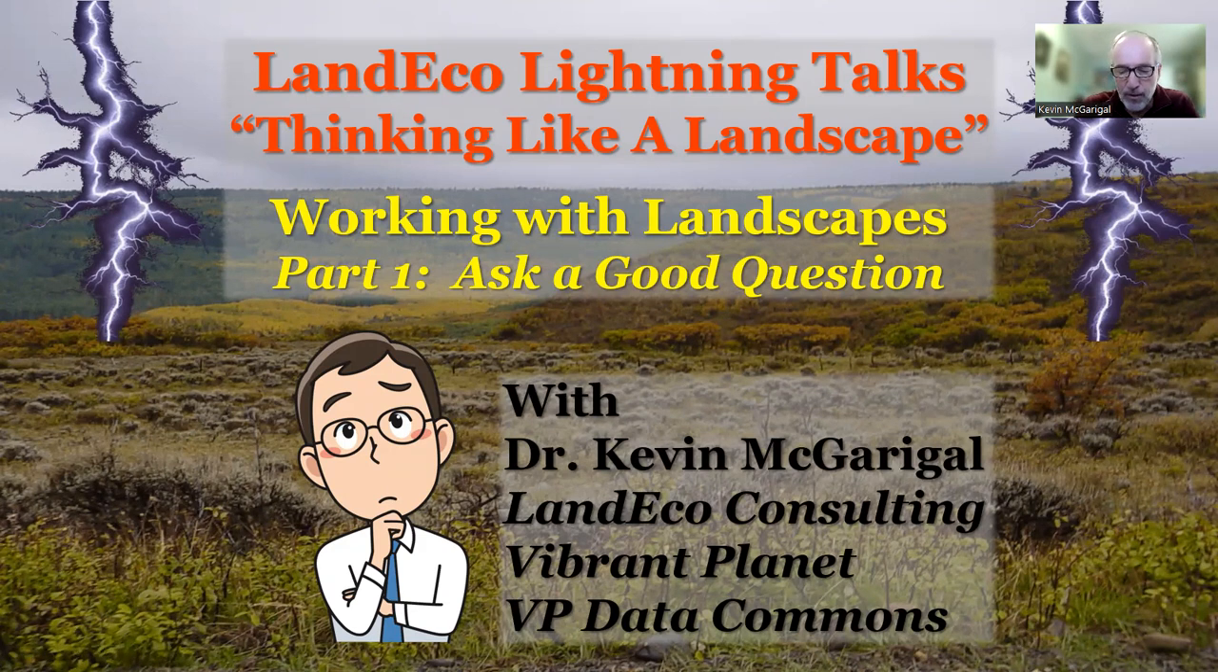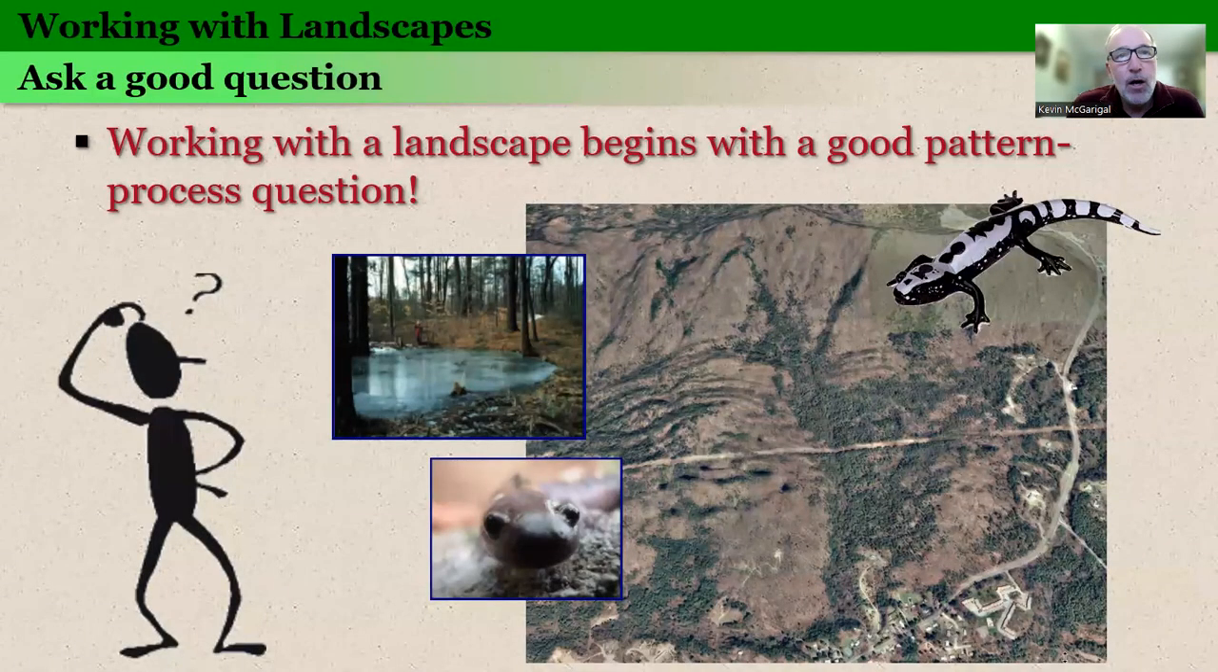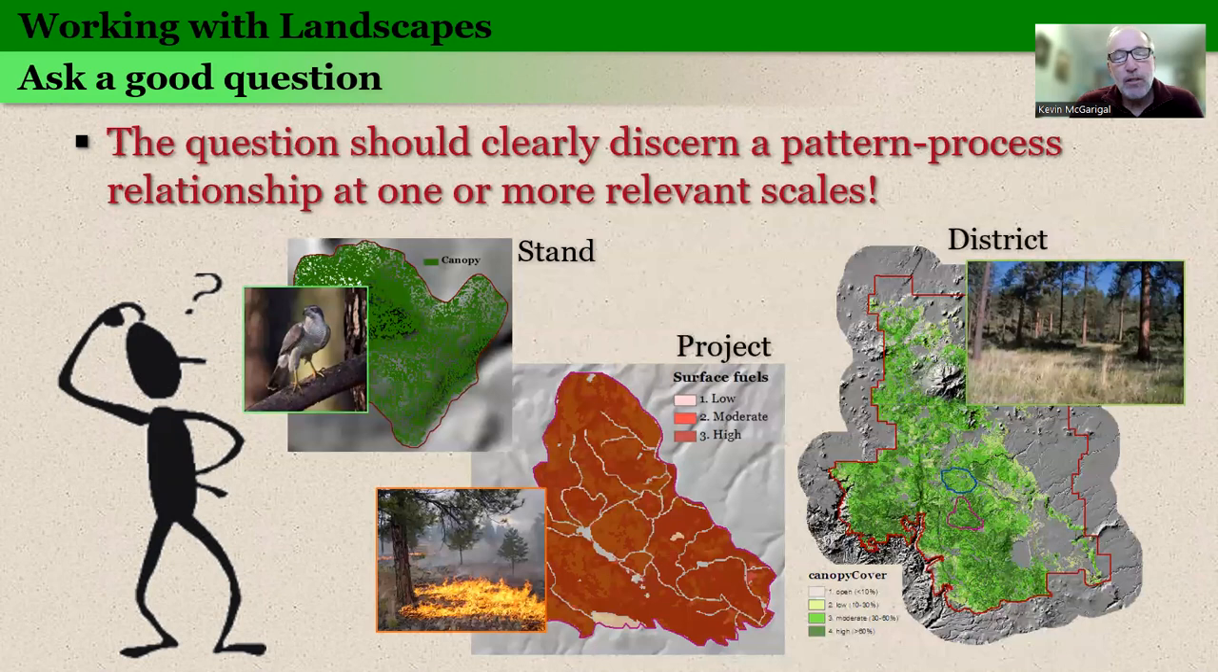Okay, let's get started. One of the questions I'm often asked is, what is the most important step in conducting a landscape analysis? And invariably, my answer is stating a very clear pattern process question at a specific scale. There's no question in my mind that this is simply the most important step. No meaningful landscape analysis can be done without a really good pattern process question. And the question should clearly discern a specific pattern and process relationship at one or more relevant scales.